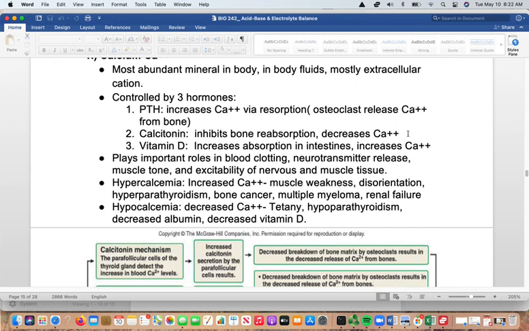Vitamin D is important for blood clotting, neurotransmitter release, muscle tone, excitability of the nervous and muscle tissue. Hypercalcemia, when you have increased calcium levels, you can have muscle weakness, disorientation, hyperparathyroidism, bone cancer, multiple myeloma, and renal failure. Hypocalcemia is when it's low. You can have tetany, hypoparathyroidism, decreased albumin, and decreased vitamin D. So again, with these ions, it's not about having as much as possible. It's about having the proper balance of them.